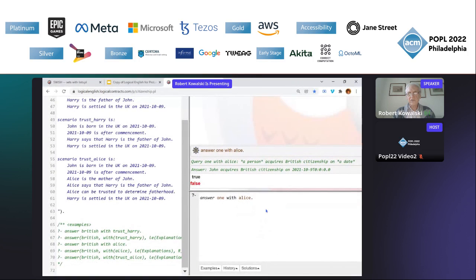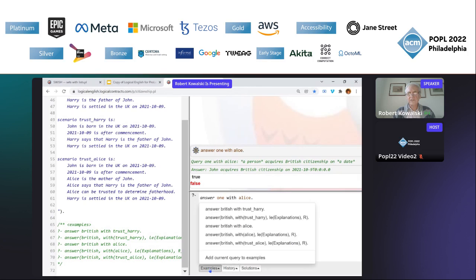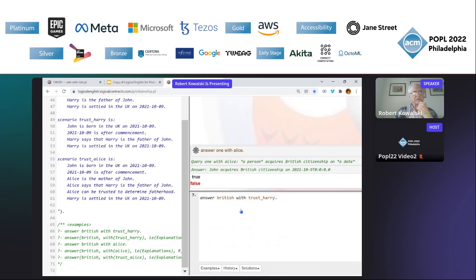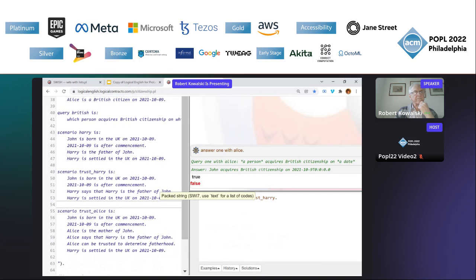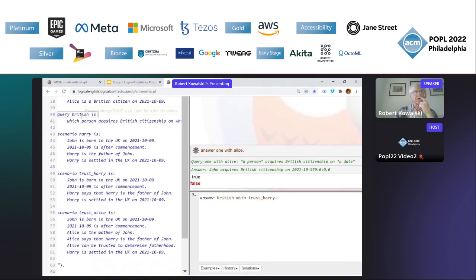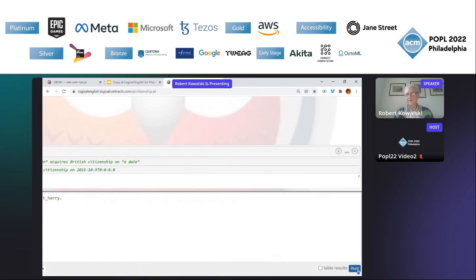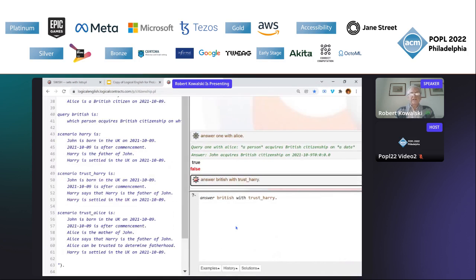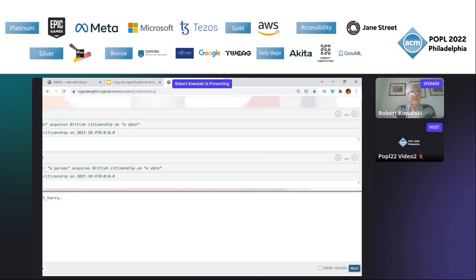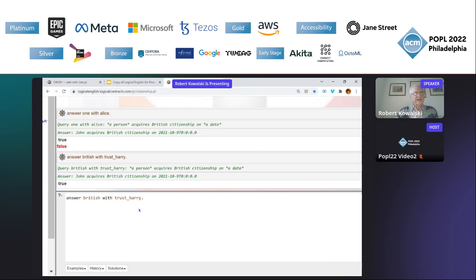We're now going to try scenario trust Harry. And we're going to use the query. Where is the query? The query which I've called British here. I called it 1 before in that notebook, so this is now slightly different. And I hit the run button, and I'm patiently waiting to see what happens. Patience is not my greatest virtue, but the answer is yes, John. But then the question that naturally arises is why?